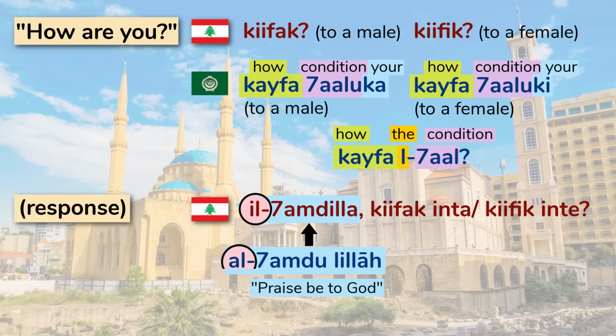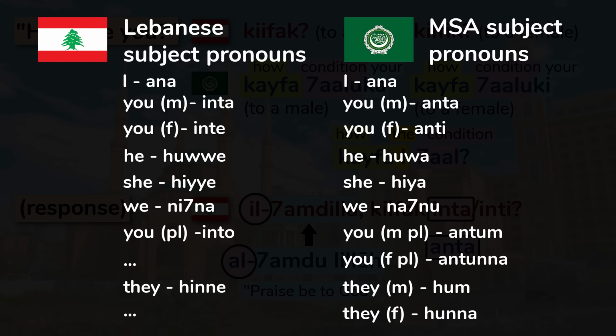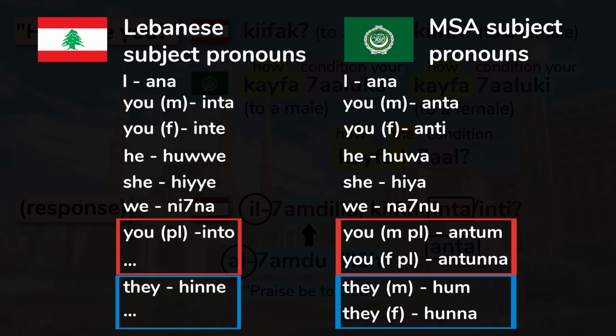God. Notice that the definite article, which is al in MSA, is pronounced il in Lebanese Arabic. You'll hear it constantly. Also note that the Arabic second-person masculine singular pronoun, anta, is pronounced inta. All of the pronouns in Lebanese Arabic are similar to those in MSA, but slightly different. Note that in Lebanese Arabic, there's only one pronoun meaning they, while in MSA, there are separate pronouns for masculine they and feminine they. This is also the case for the plural you pronouns.